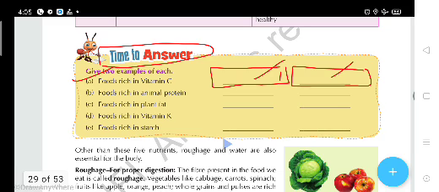And the second question: food rich in animal protein, food rich in plant fat, food rich in vitamin K, food rich in starch. What kind of foods are there? Okay, let me tell you one. First, food rich in vitamin C. Here you can write lemon, orange. So therefore you have to answer.